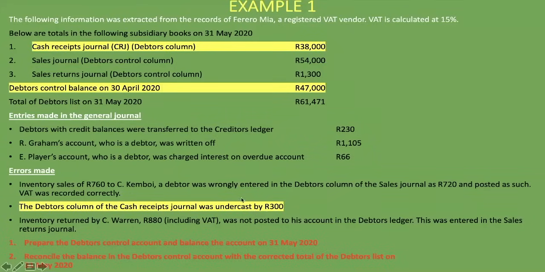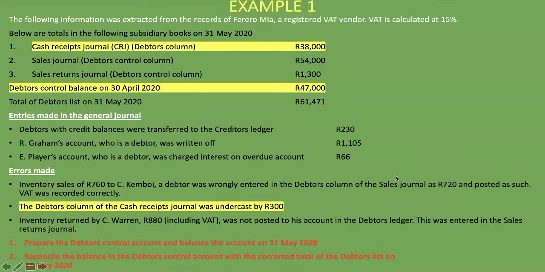So remember, we had read them earlier on, and one that I identified there is the inventory sales to one of the debtors, C. Kemboy. So it's inventory sales of 760 rand to C. Kemboy, a debtor, was wrongly entered in the debtors column of the sales journal as 720 rand and posted as such. VAT was recorded correctly.